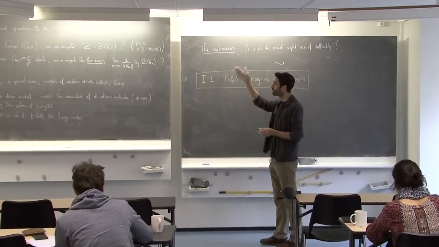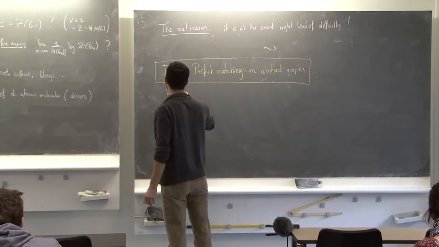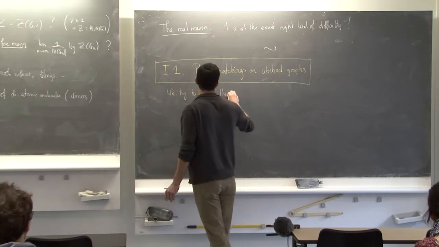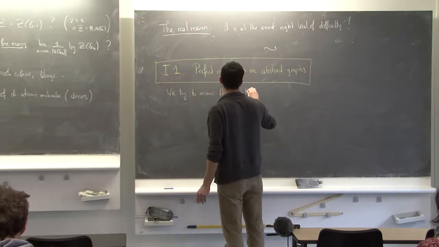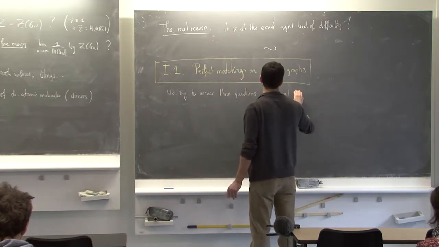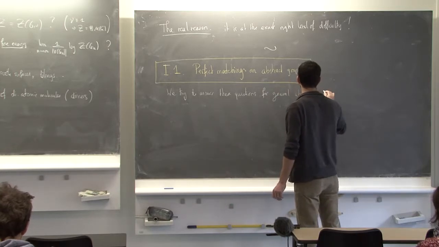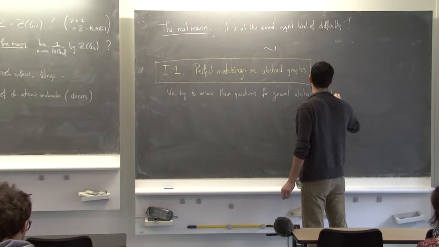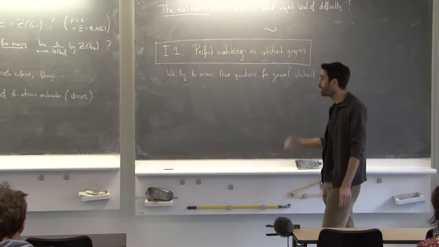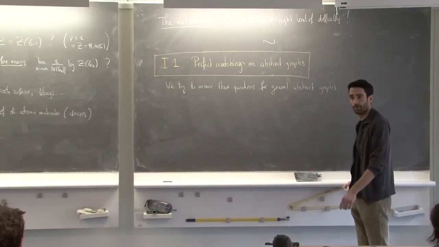So in this part, we try to answer these questions for general abstract graphs, meaning not embedded. And as we will see, question A is fine, and question B already collapses, more or less, and we have to stop there.